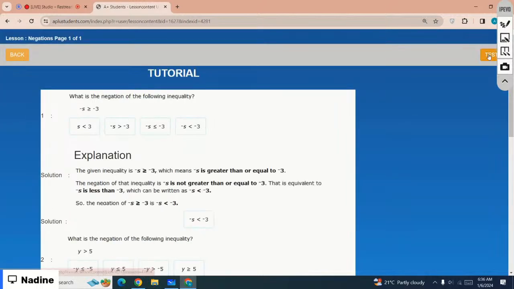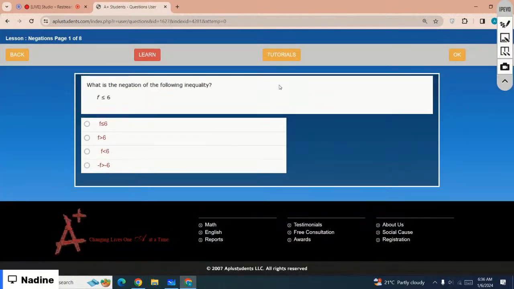Let's just start with the test questions. What is the negation of the following inequality? The inequality is f is less than or equal to 6, right? So the negation means f is not less than or equal to 6, which means f is greater than 6. Got it? Negation means the not of the expression. So it would be f is greater than 6. The second option is the correct option.